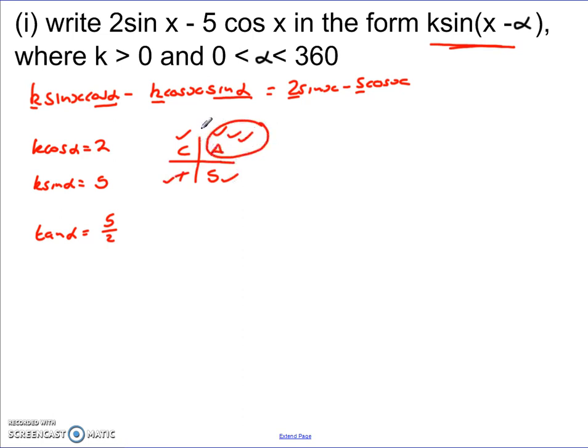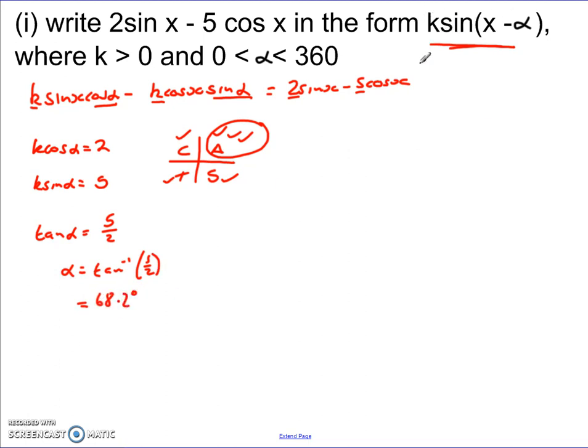It's going to be in the quadrant somewhere between 0 and 90, so whatever we get by taking tan minus 1 of 5 over 2, that's going to be the answer we get. So we then know that alpha is equal to tan minus 1 of 5 over 2. Plug that into your calculator and what you get is 68.2 degrees.